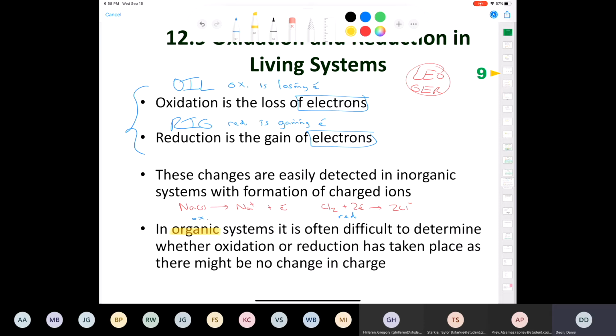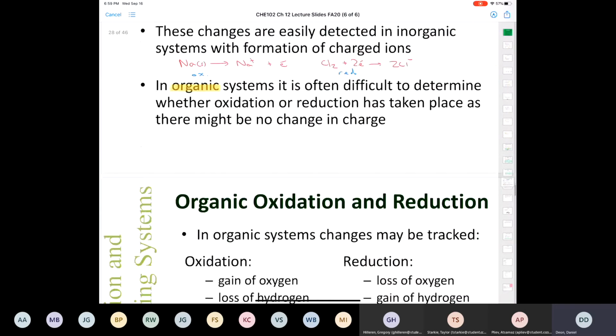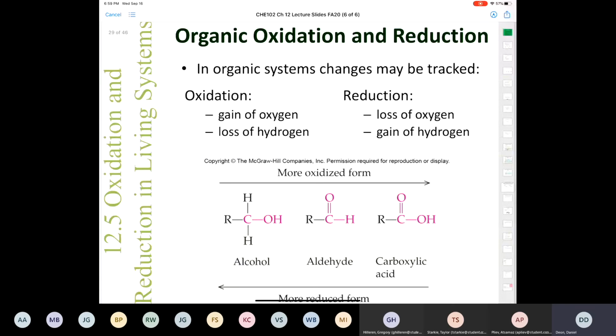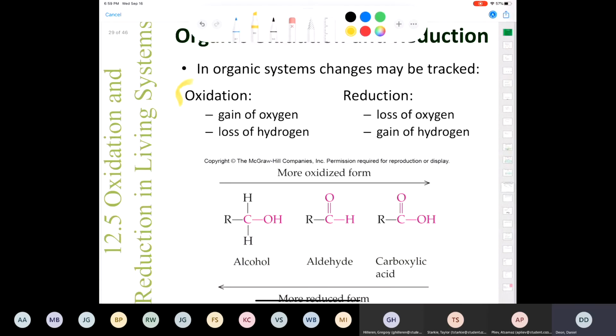And so that's why I taught you the whole gaining hydrogen, losing oxygen is reduction, and losing hydrogen and gaining oxygen is oxidation, because it's a very quick method to determine whether you've got oxidation or reduction. So in organic systems, we track it like this. And again, I've gone over this with you already a few times tonight, what oxidation and reduction are.